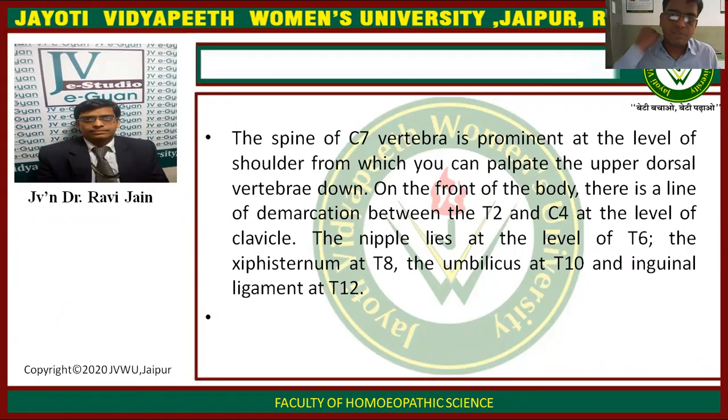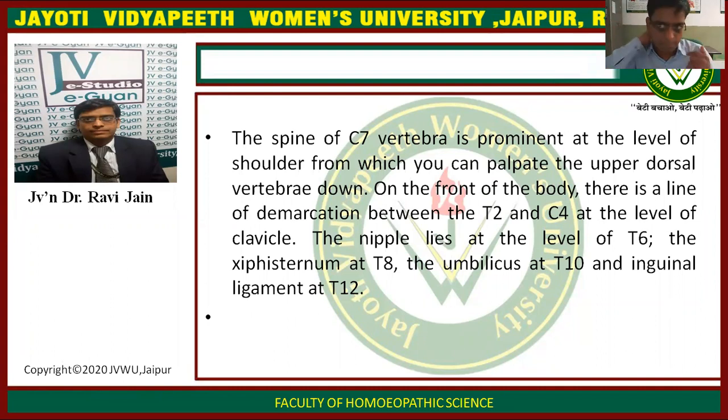The spine of the C7 vertebra is prominent at the level of the shoulder, from which we can palpate the upper dorsal vertebrae downwards. On the front of the body, there is a line of demarcation between T2 and C4 at the level of the clavicle. The nipple lies at the level of T6. You should always remember this: T6, the nipple, and the xiphisternum at the level of T8. These are the landmarks that you should keep in your mind.